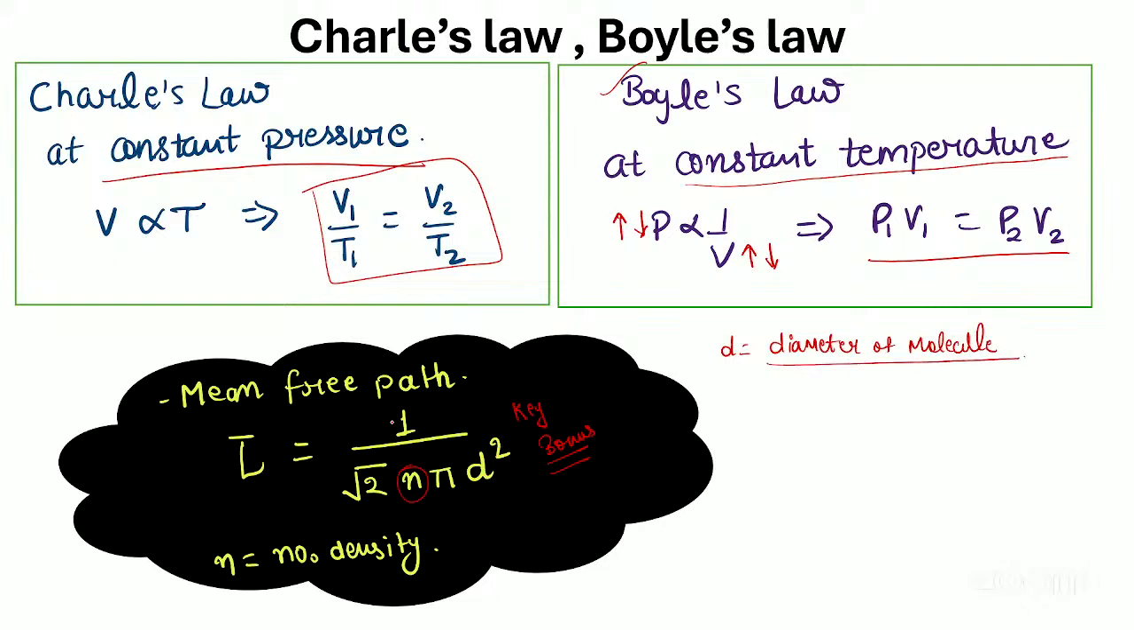Now, what is the mean free path? Suppose we have two molecules. How much distance does this molecule travel before having a collision in between? So the mean free path is nothing but the average distance traveled by a molecule in successive collisions, one after another.